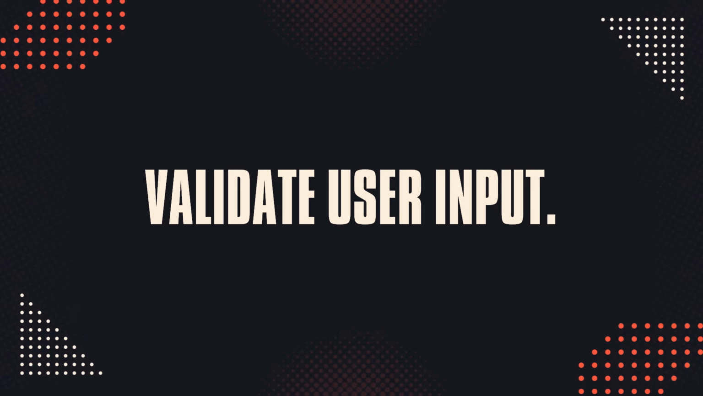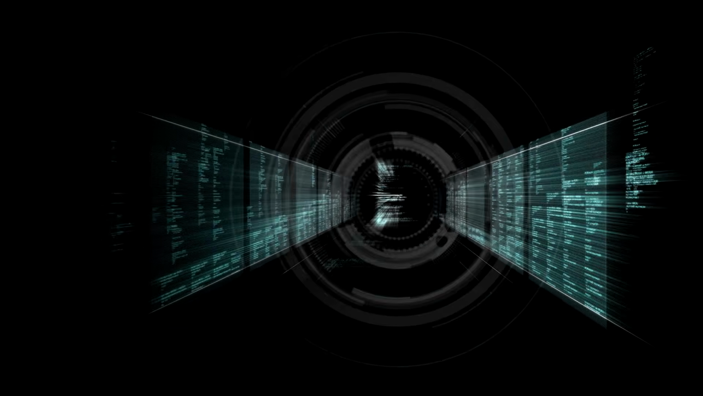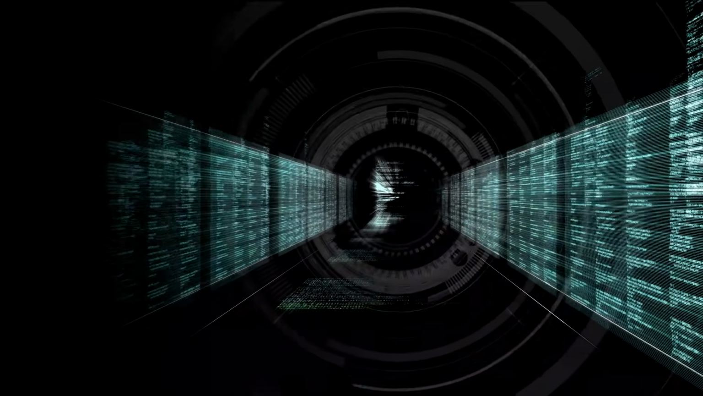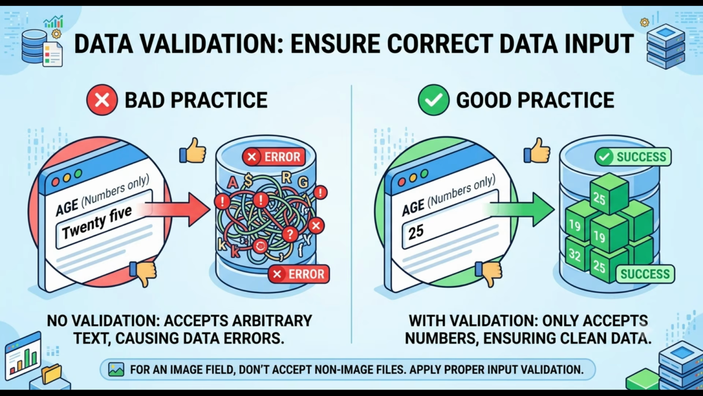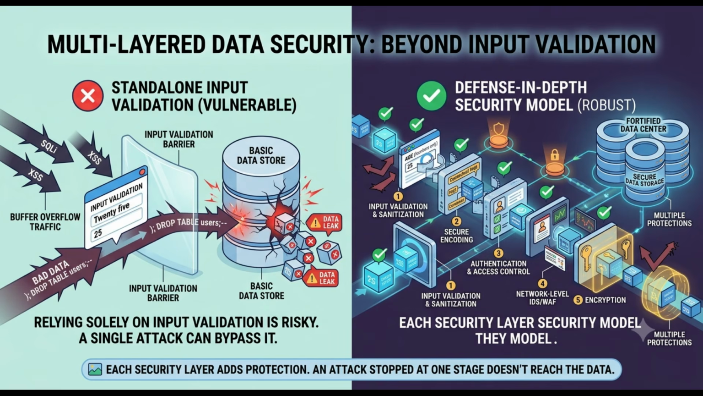Second, validate user input. Your application should check whether incoming data matches what is expected. For example, if a field should contain a number, don't automatically accept arbitrary text. Input validation should be treated as an additional security layer, not your only defense.